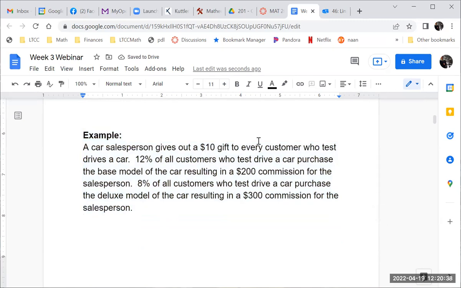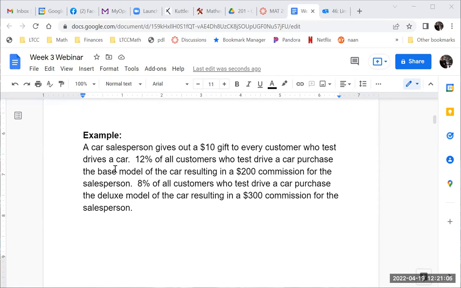Okay, so a car salesman gives a $10 gift to every customer who test drives a car. By the way, that's real common. A lot of times they give you something. Sometimes it's a gift, sometimes it's money, whatever it is, if you come into their dealership. That's real common. And that's whether you buy it or not. They give it to you just for coming.